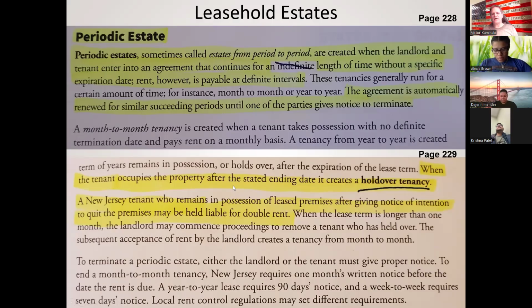When a tenant occupies a property after the stated ending date, it creates what's called a holdover tenancy. The tenant held over. They did not move out. Now, that could be perfectly fine as long as they're still paying rent and the landlord's fine with them not signing a new lease. But that's up to the landlord to accept or reject them.